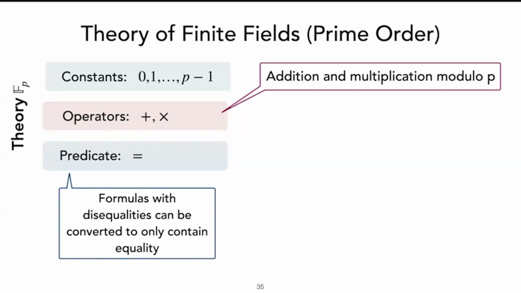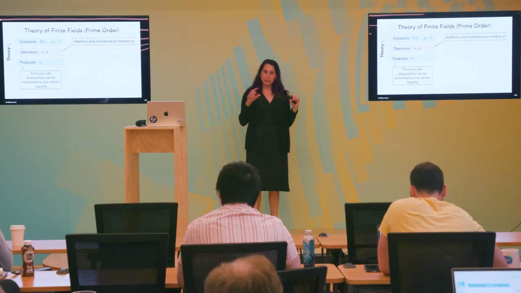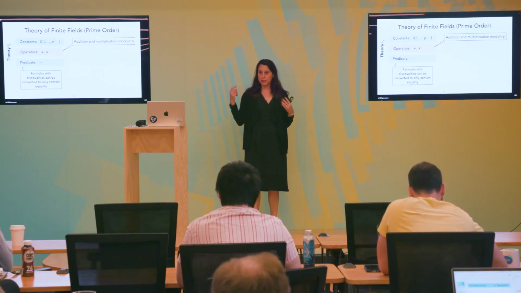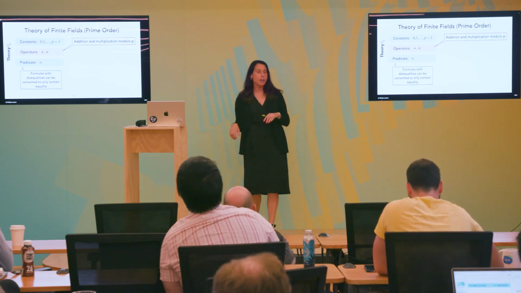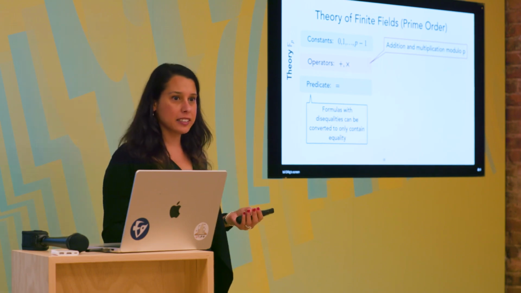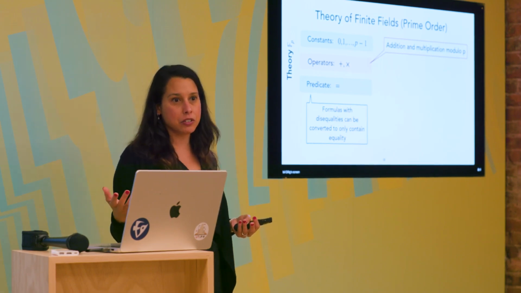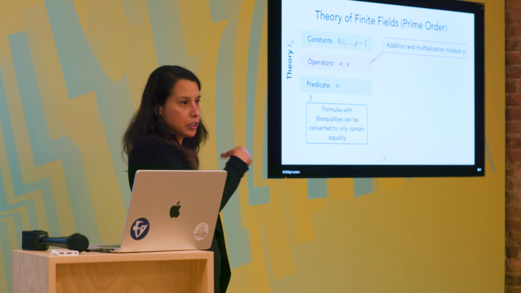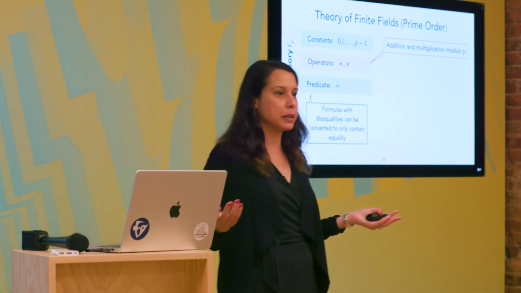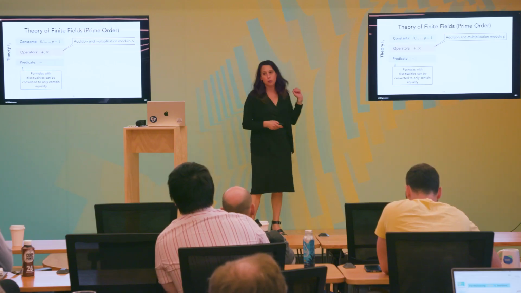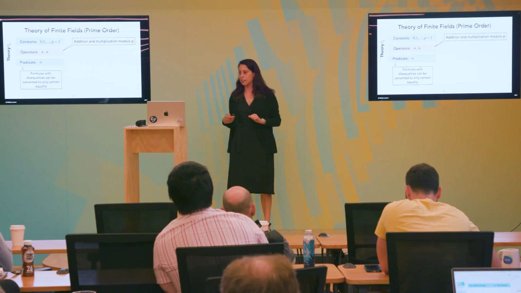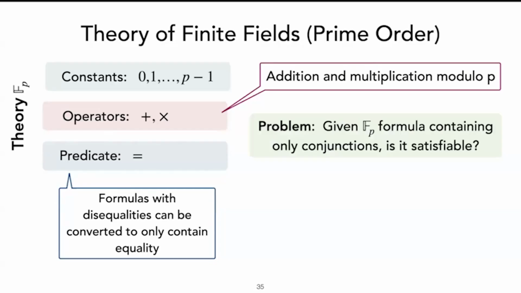At this point, I do want to make a little remark. If you remember the formulas that I was showing you for determinism, in general, they can contain disequalities, like when I wrote y is not equal to y prime. But we can actually ignore disequalities because there's a way to turn them into equalities by introducing more variables, in a way that won't change the satisfiability of the formula. So we can pretend that we only have equality. And so the problem we have is, given a formula in a prime order finite field, is it satisfiable?